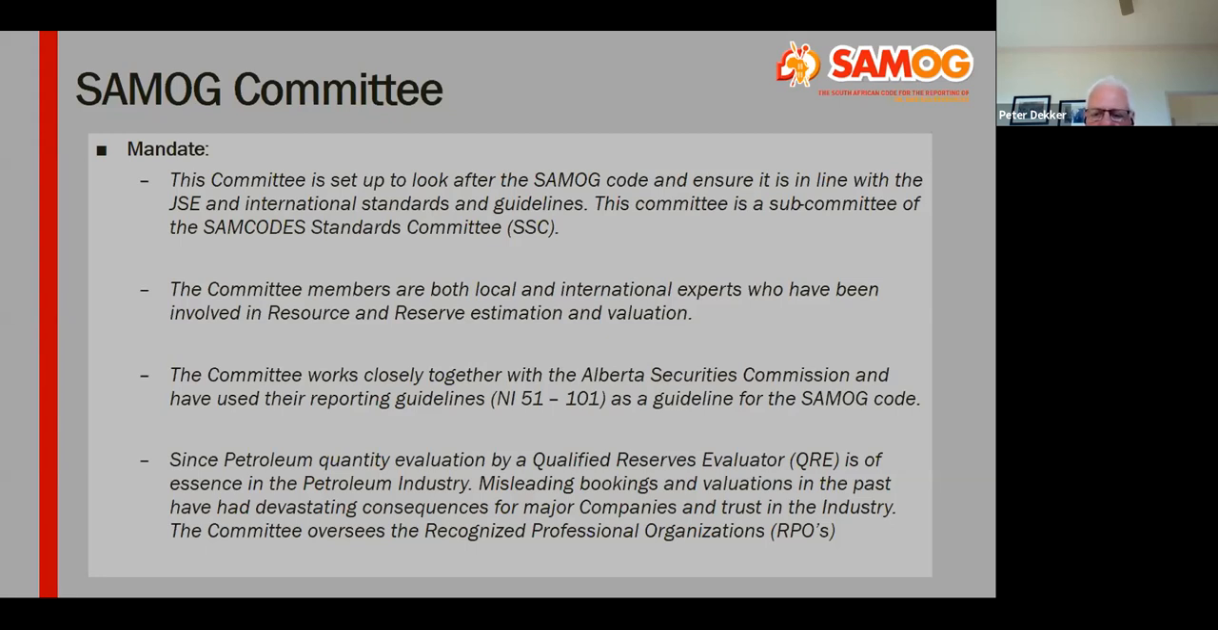Trust in the industry is key. The committee oversees and recognizes professional organizations. As a committee, we have approved various international organizations in oil and gas, because in South Africa there are no real oil and gas organizations. The GSSA has oil and gas members, but it's not really dealing a lot with oil and gas standards. But the American Association of Petroleum Geologists is doing that. And the SPE, the SPEE, all these organizations are really dealing with oil and gas legislation and how to evaluate. That's why we recognize them as RPOs.